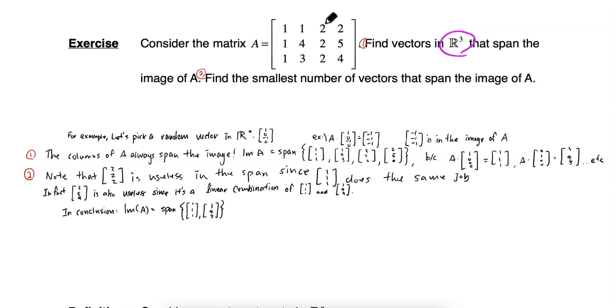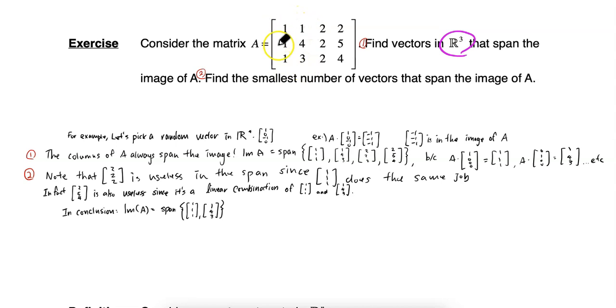It's a little bit harder to see, but the fourth column is also useless, and we will call that redundant. Because if I know that (1, 1, 1) and (1, 4, 3) are in the image, then the sum of these two vectors is also in the image, (2, 5, 4), which is exactly the fourth column. So the fourth column is also not needed to define the span of the image. So we are left with the first two columns.